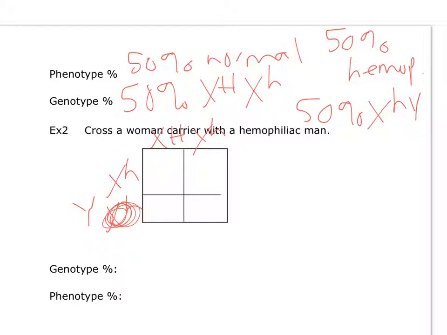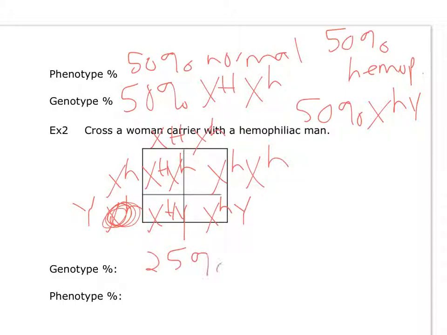All right, so for your first box, you're going to have X big H, X little h. Your second box is X little h, X little h. Third box is X big H Y and X little h Y. Genotype percent would be 25% of each. They're all different, and you would write that all out.